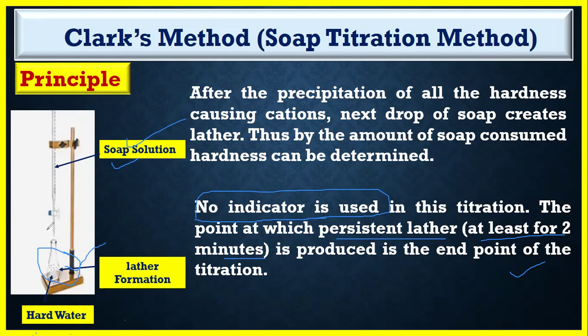So it is concluded that when we titrate the hard water sample with the soap solution, the soap reacts with the calcium and magnesium ions present in the solution, that means the hardness present in the solution. Then, when all the hardness-causing ions are consumed, the water sample forms lather with the soap. So after all the hardness-causing ions are consumed, there will be formation of lather. That is the endpoint of the titration.